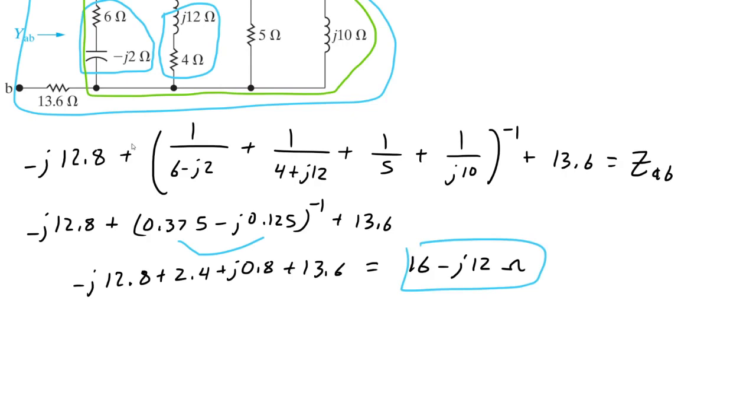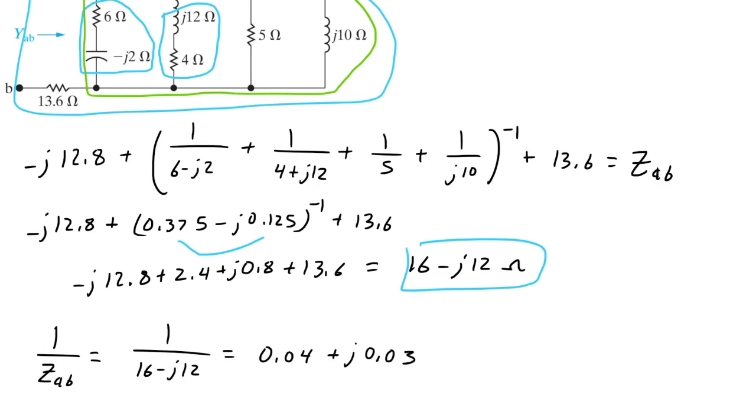And to find the admittance, all I've got to do is 1 over ZAB. So I'm going to do 1 over 16 minus j12. Let me write that out better. 16 minus j12, that's going to be 0.04 plus j0.03, and Siemens or mhos.